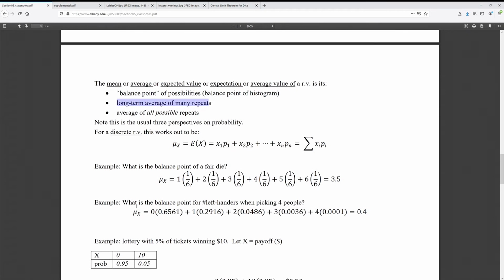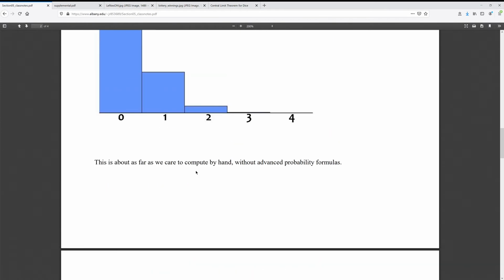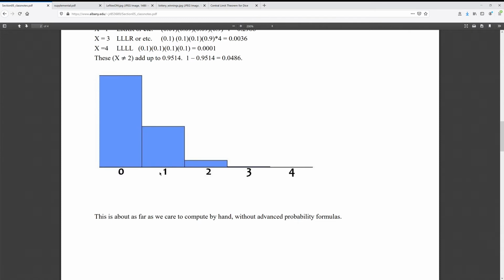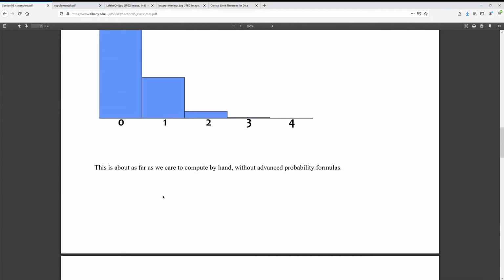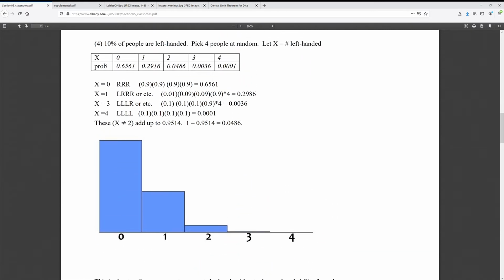What is the theoretical balance point for the number of left-handers when we pick 4 people? And then number two, how can we visualize it? So the theoretical mean for this random variable is going to be 0 times 0.6561 plus 1 times 0.2916 plus 2 times 0.0486 plus 3 times 0.0036 plus 4 times 0.0001.